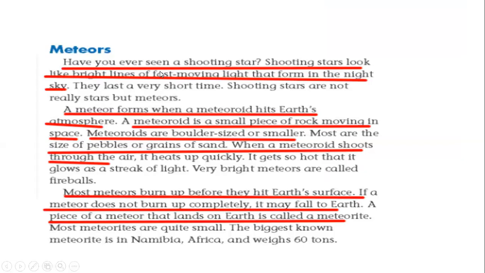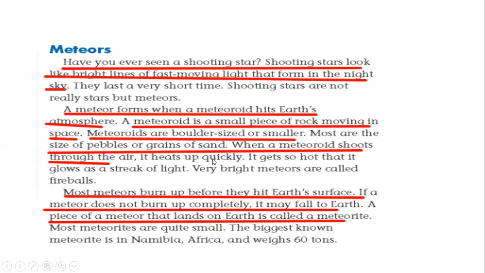Now, meteors. Have you ever seen a shooting star? Shooting stars look like bright lines of fast moving light that form in the night sky, as you see in the picture there. A meteor forms when a meteoroid hits Earth's atmosphere. A meteoroid is a small piece of rock moving in space. Meteoroids are boulder size or smaller. Most are the size of pebbles or grains of sand.